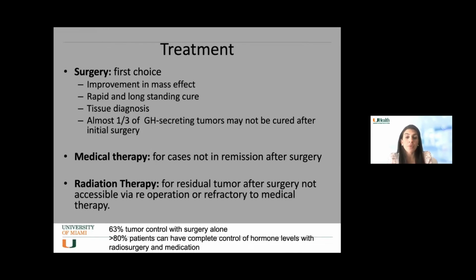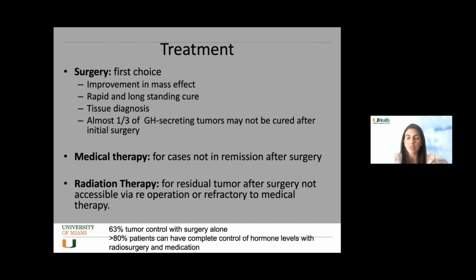Interestingly, almost a third of growth hormone secreting tumors won't be cured after the initial surgery, right? And so we've looked at repeat surgery, and I'll talk a little more about that in a bit, but we found that repeat surgery, the second go-around, doesn't really improve your outcomes.